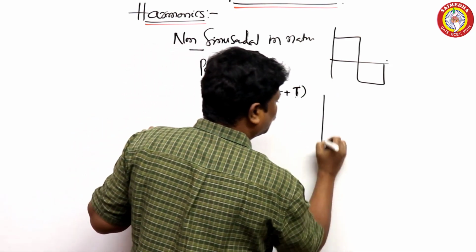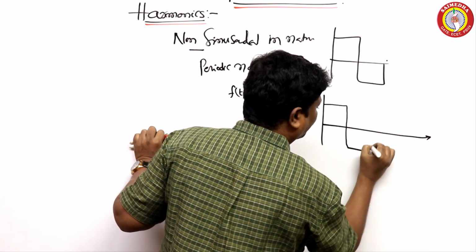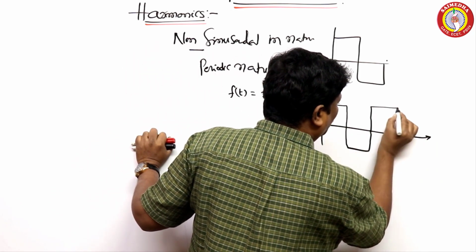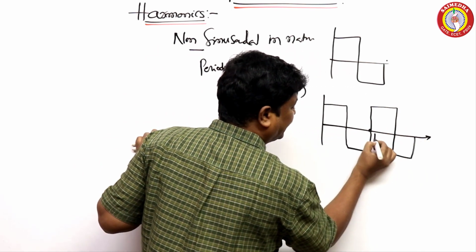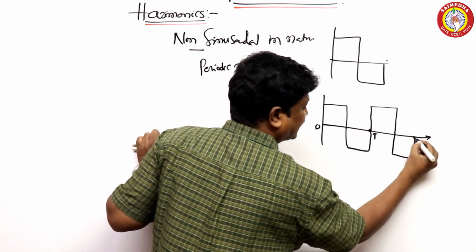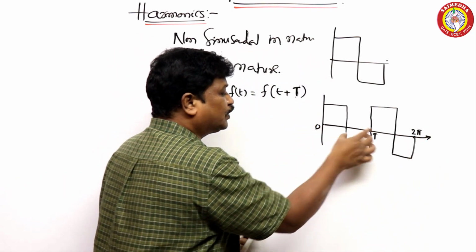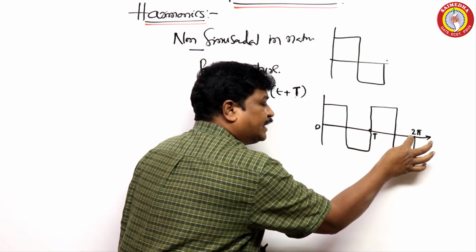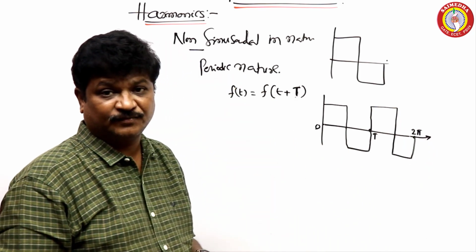For example, you see what happened: this is the output waveform. Again we are getting the same output like this. So this period is called T. This is 0, this is again 2T. So from 0 to T, whatever the shape is there, from T to 2T it is repeated. That nature is called periodic nature.